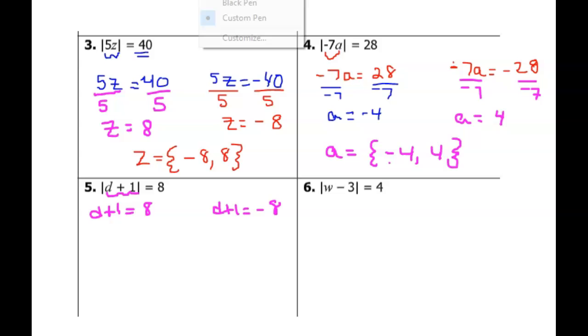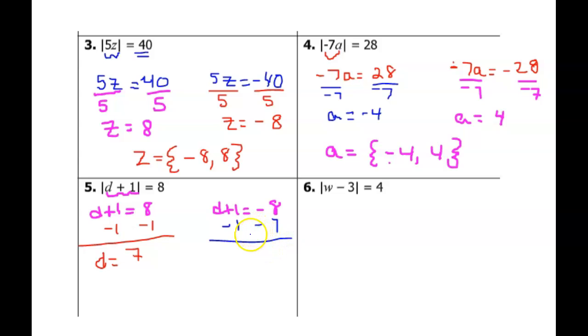All right. I am going to solve the left and right side. So for the left side, I'm going to subtract 1 on both sides. I end up with d equals 7. On the right side, I am going to subtract 1 on both sides. Be careful now, guys. Don't assume that it's always going to be the positive and negative of the number. It doesn't work like that. When I subtract 1 this time, I end up with d equals negative 15.